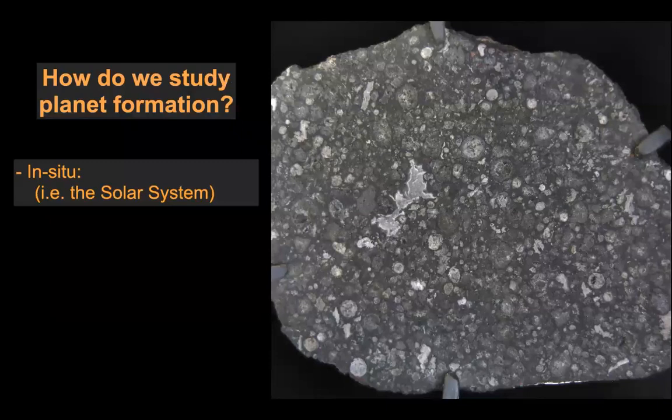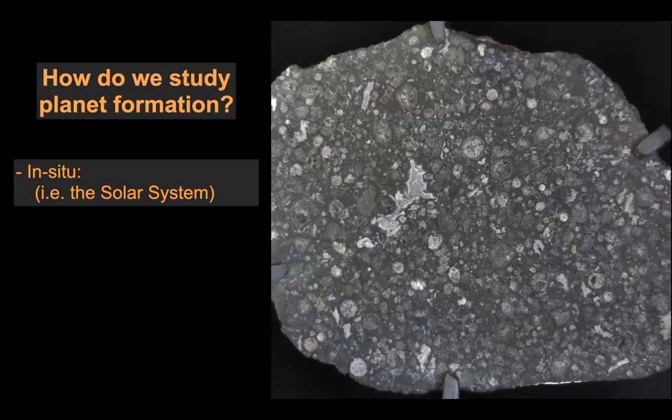So how do we study planet formation? Well, there are a number of different ways. One is in situ. It's to look to our own solar system. This is a picture of a meteorite, a very particular type of meteorite called a chondrite, one of the oldest rocks in the solar system. And this is a sample that actually came crashing through the atmosphere, right? It's a meteorite, went through the Earth's atmosphere, landed on the ground. We were able to collect it.